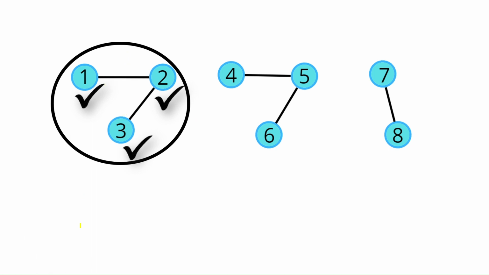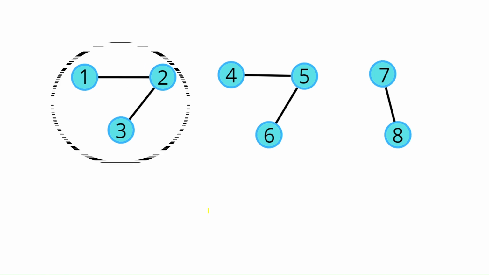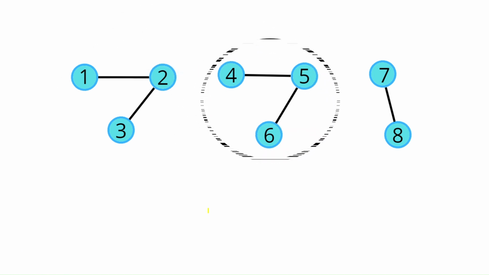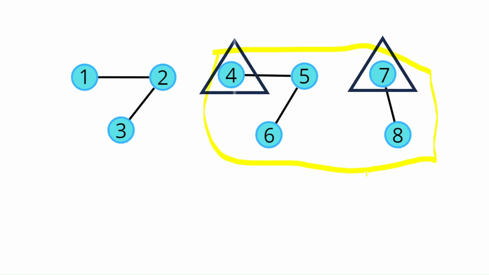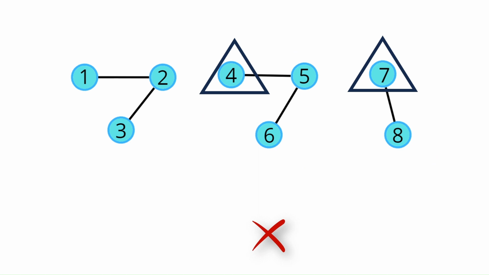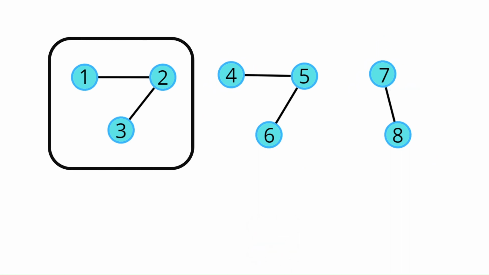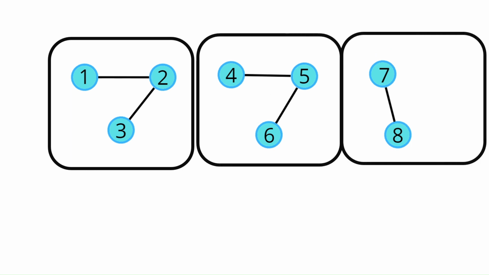And in the same way we can call 4, 5 and 6 a province, and 7 and 8 a province. But we can't call these two together a province, because we won't be able to visit 7 from node 4. So this can't be called a province. So now we will have three provinces in this: 1, 2, 3, then 4, 5, 6, and then 7 and 8.